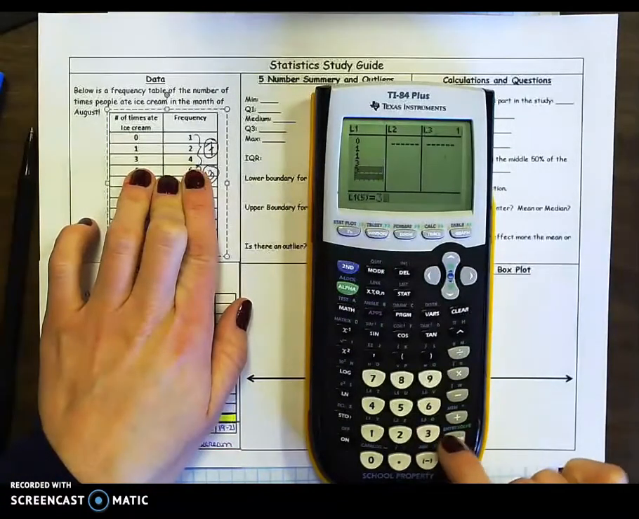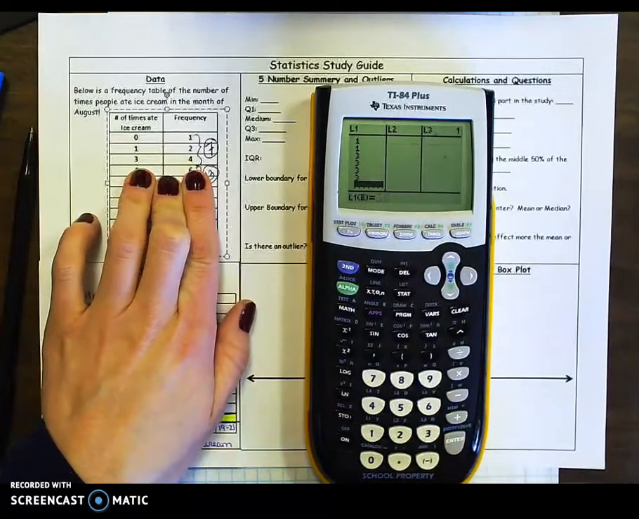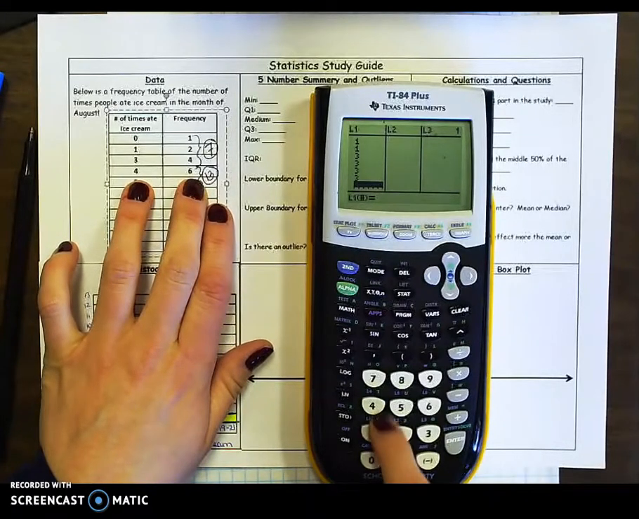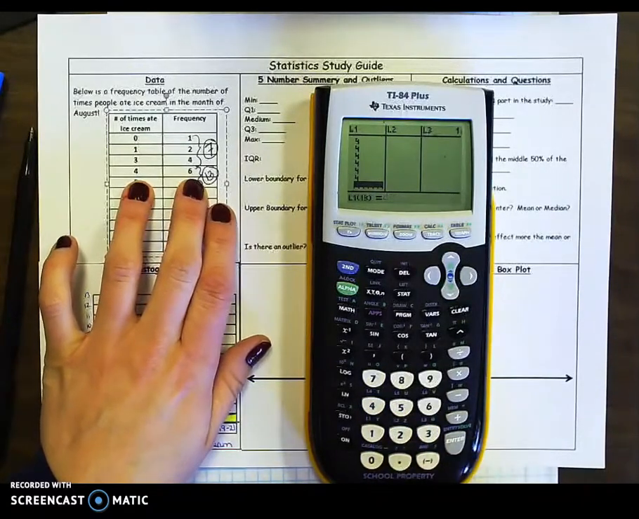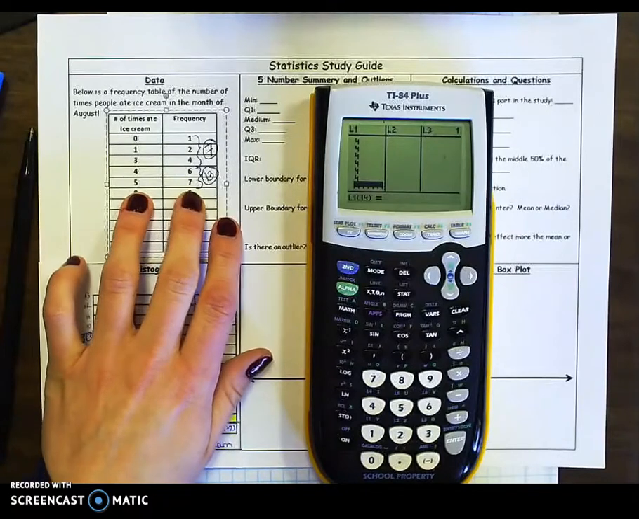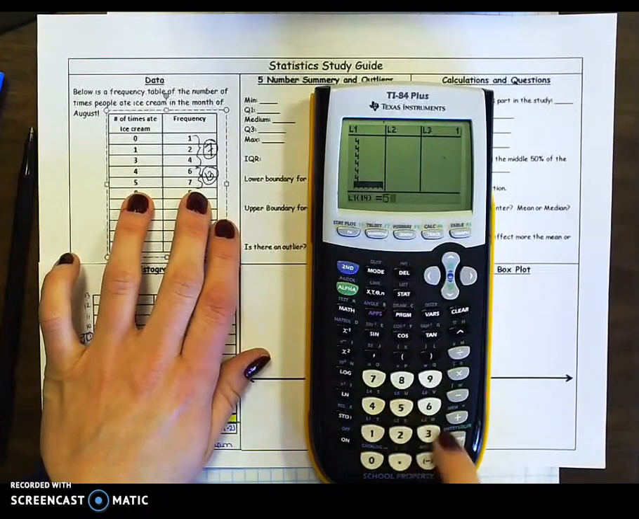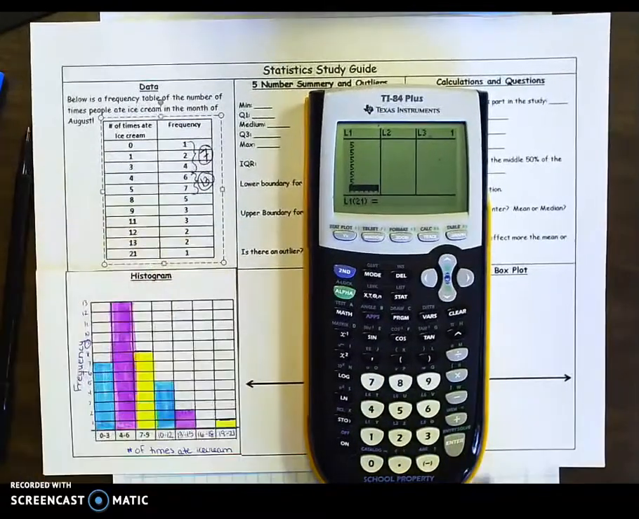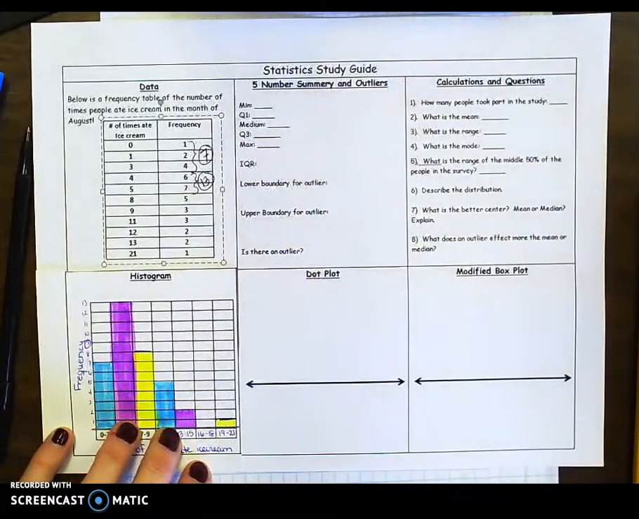1, 2, 3, 4. All right, I am going to put 4 in here 6 times because 6 people said they ate ice cream 4 times. So I'm going to put 4 in 1, 2, 3, 4, 5, 6. All right, and I'm going to now put the number 5 in 7 times. 6, 7. All right, so go ahead, continue the rest of your list in that fashion.